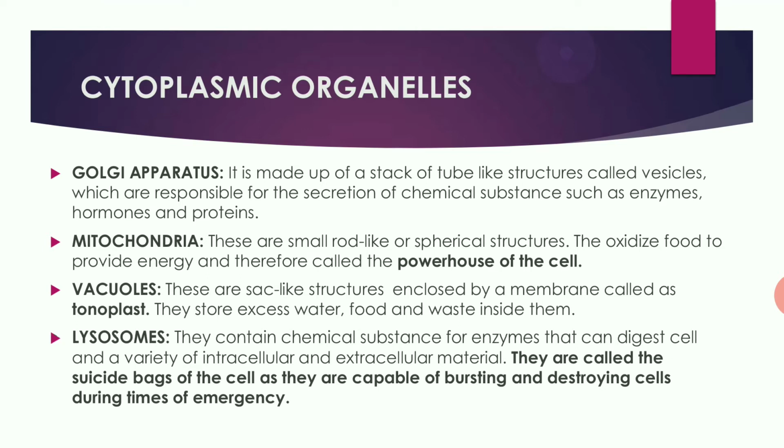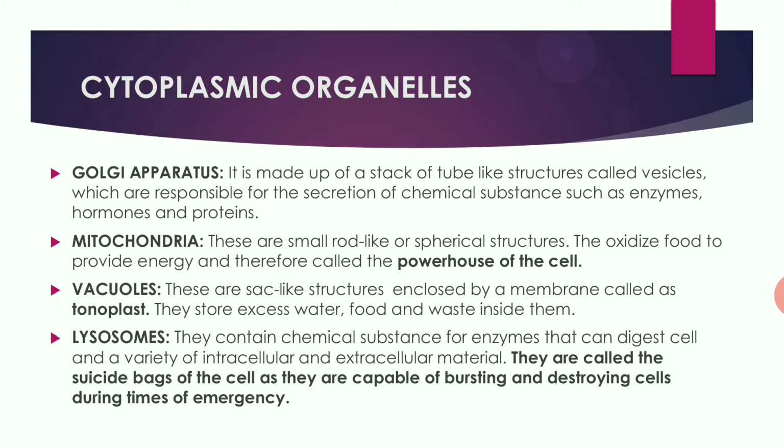First, Golgi apparatus. It is made up of sac-like, tube-like structures called vesicles, which are responsible for the secretion of chemical substances such as enzymes, hormones and proteins. So the Golgi apparatus is responsible for giving out chemical substances like hormones, proteins, enzymes.